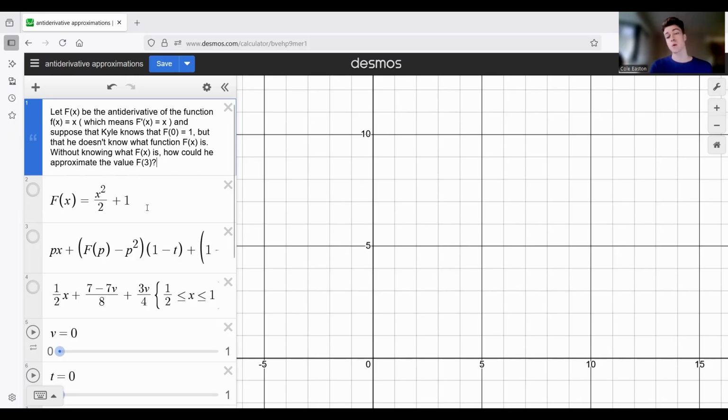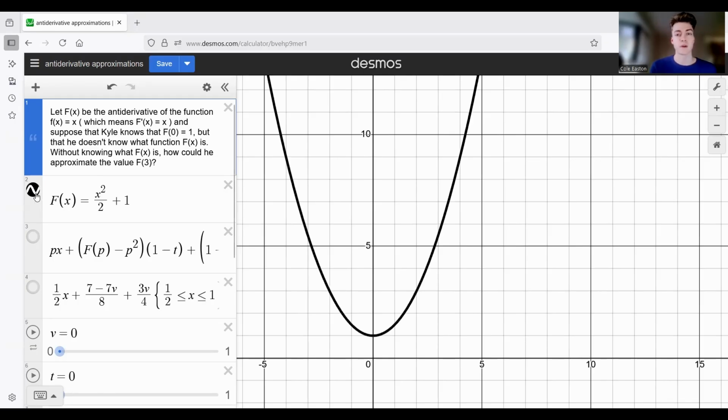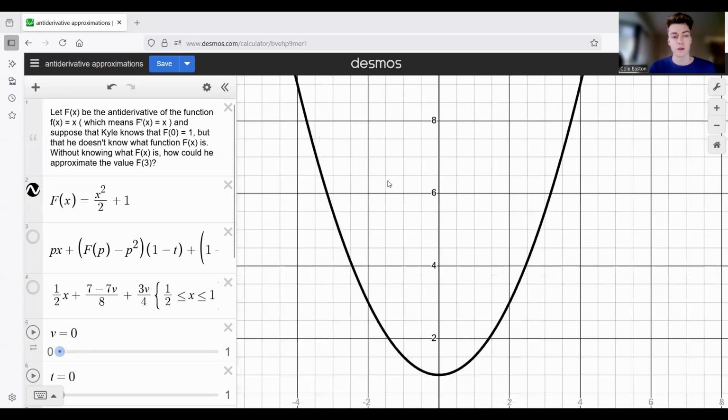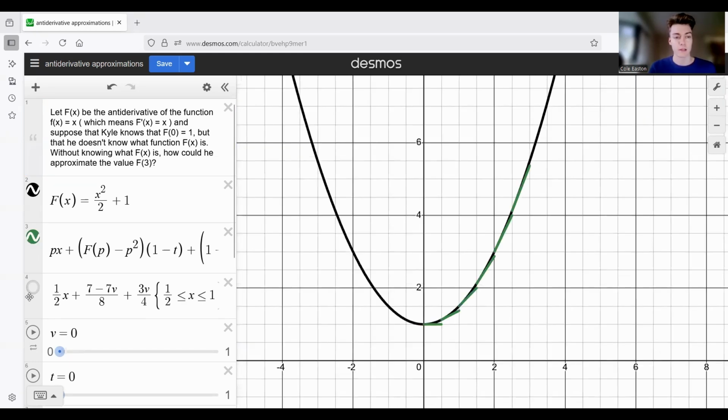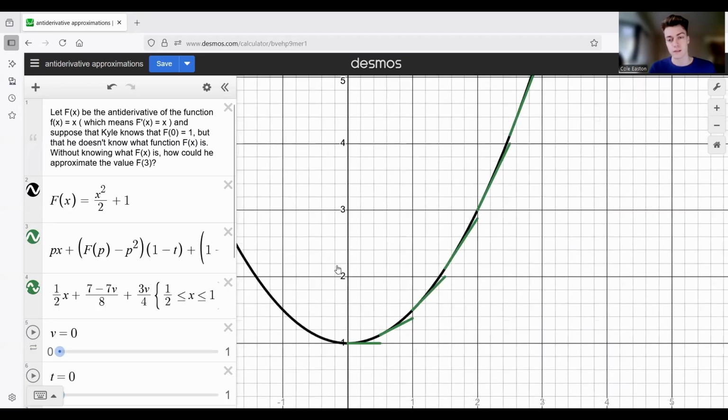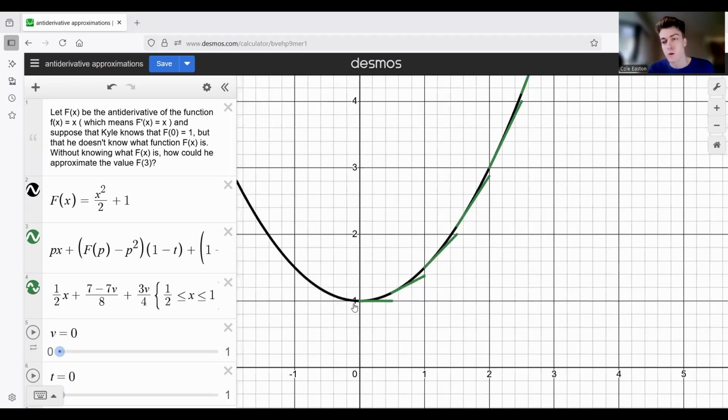Okay, now we know what big F of x is, right? Last time we developed some techniques to come up with the antiderivatives of polynomials. So we know that big F of x is this function here, which is x squared over 2, and then that plus 1 comes from the fact that we know that big F of 0 is 1. We could draw all of these tangent lines to big F of x, and a different tangent line over every 1/2 interval. In this case, that 1/2 interval is just a number that we're choosing right now.